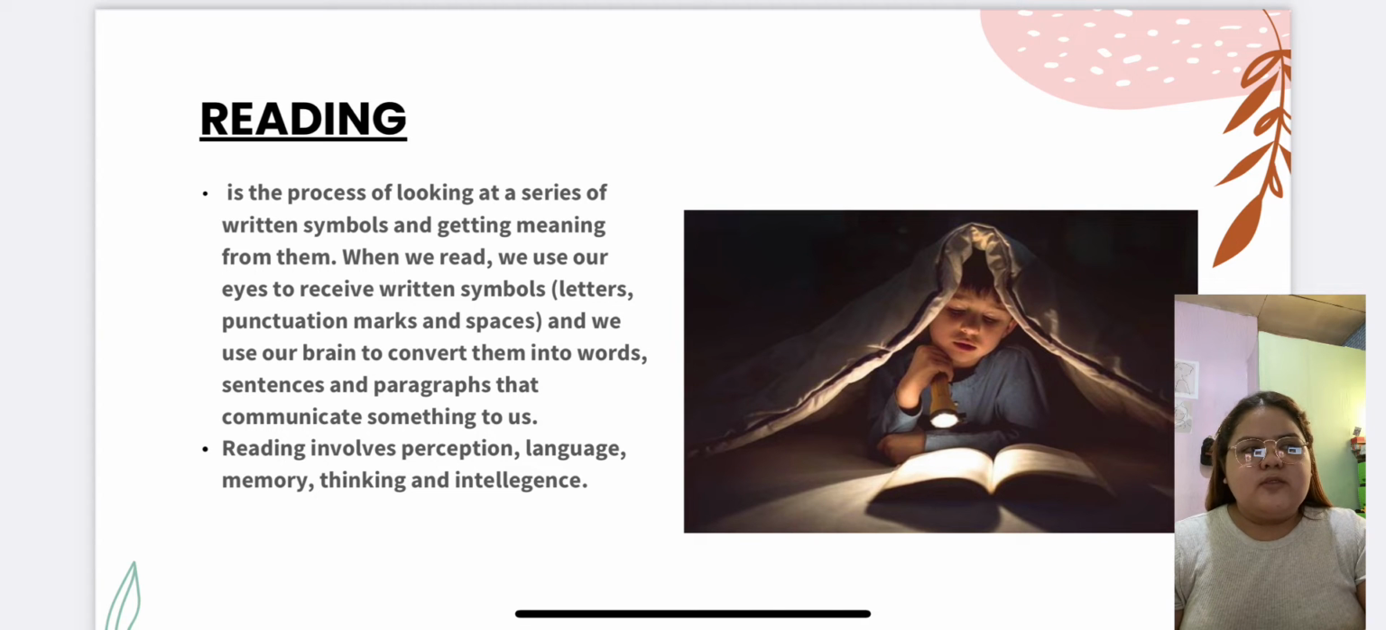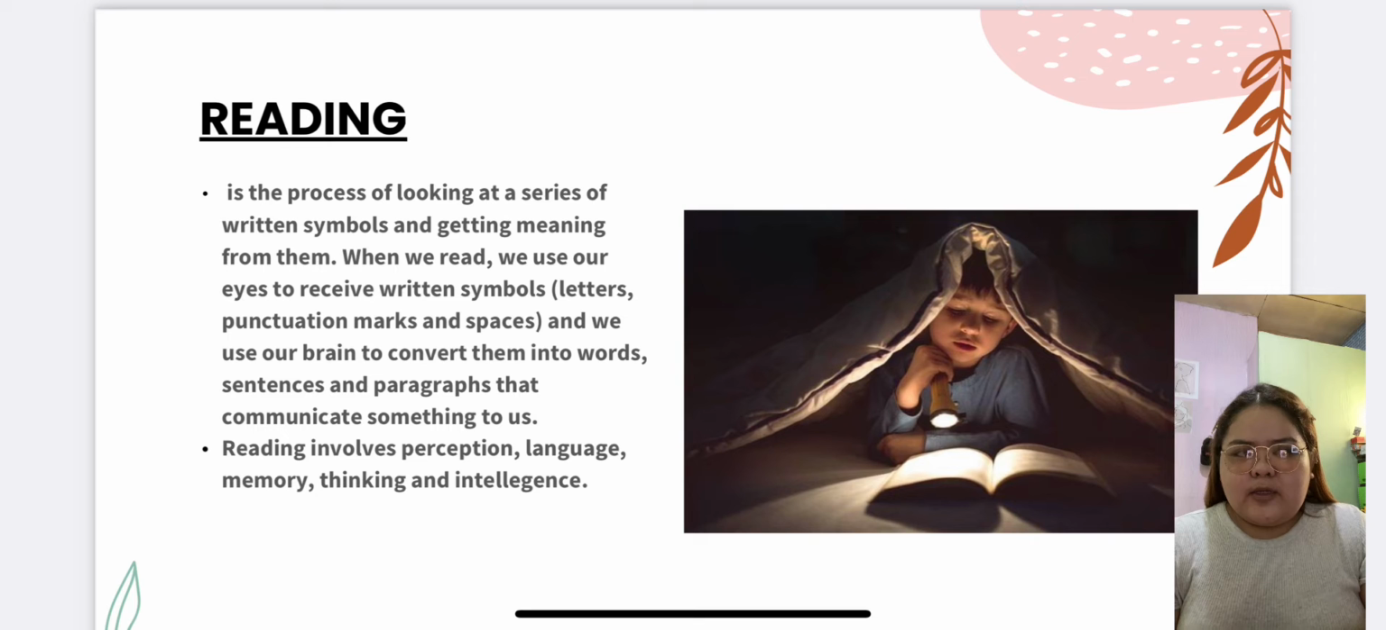So reading is the process of looking at a series of written symbols and getting meaning from them. When we read, we use our eyes to receive written symbols like letters, punctuation marks, and spaces. And we use our brain to convert them into words, sentences, and paragraphs that communicate something to us. So reading involves perception, language, memory, thinking, and intelligence.